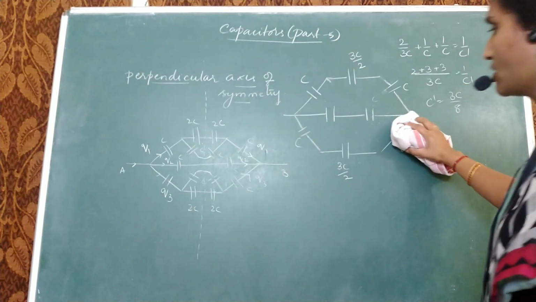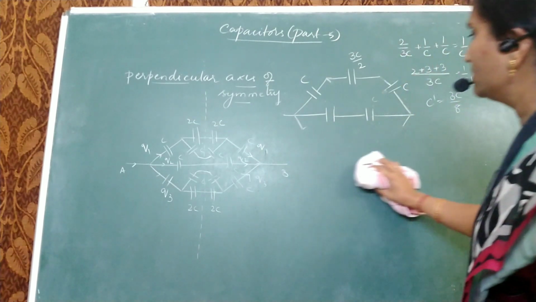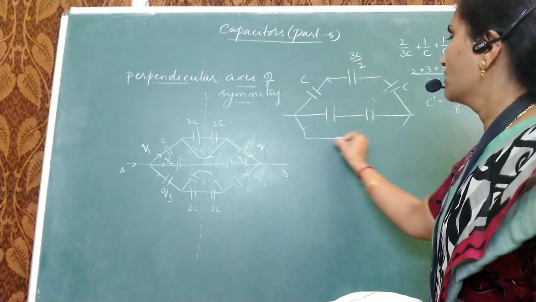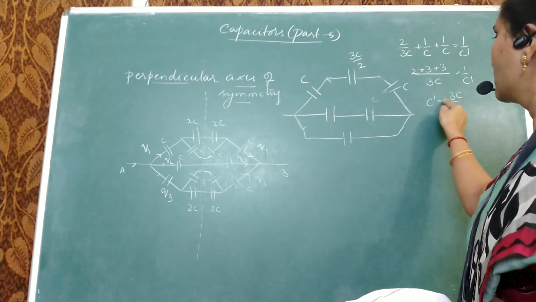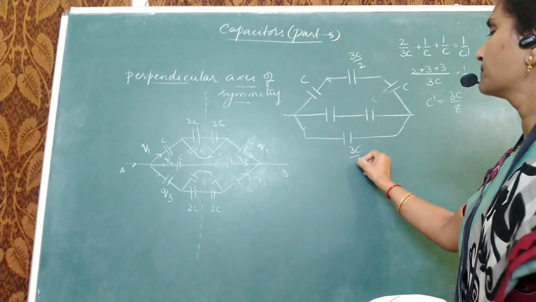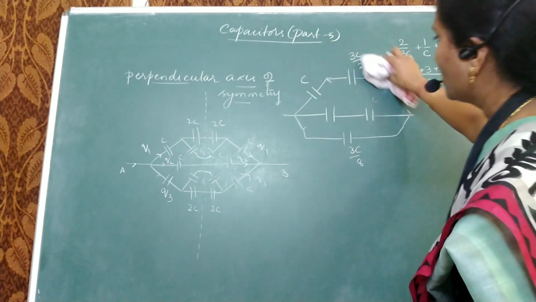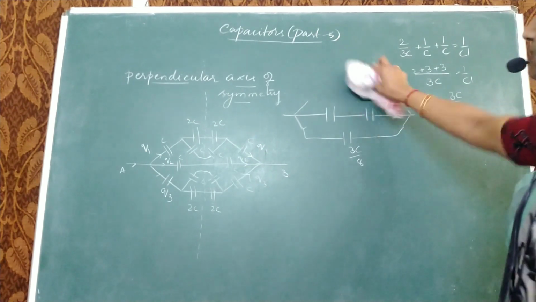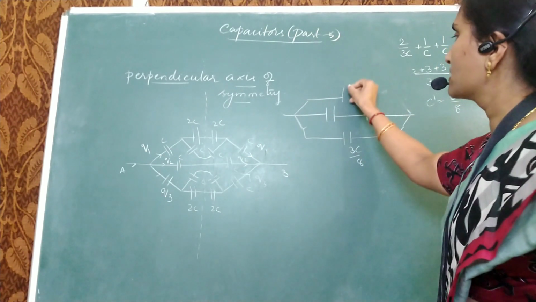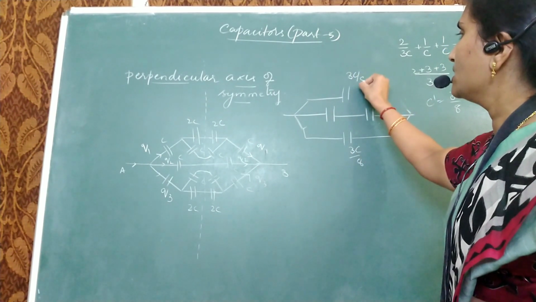Now I am modifying the circuit again. Replace this lower three with a single capacitor of 3C by 8. The upper three capacitors are in series. It can be replaced as 3C by 8.